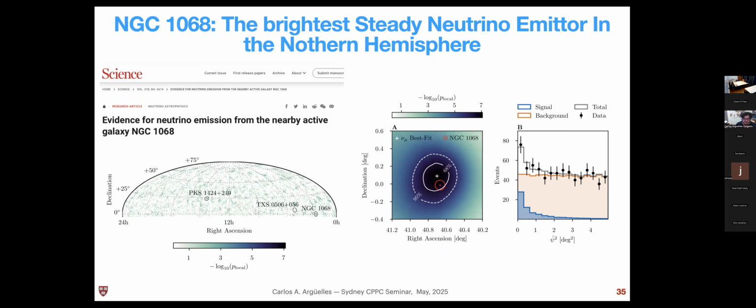We have also looked at the neutrino sky and asked the question: if I look at all the sky, what is the brightest point, the largest excess over background? That happens to be in the direction of the galaxy NGC 1068, which is a Seyfert galaxy. In that case, we see a very significant emission. You can see this on the right, the background on top of the events. And this is the brightest steady neutrino source that we've seen in the sky.